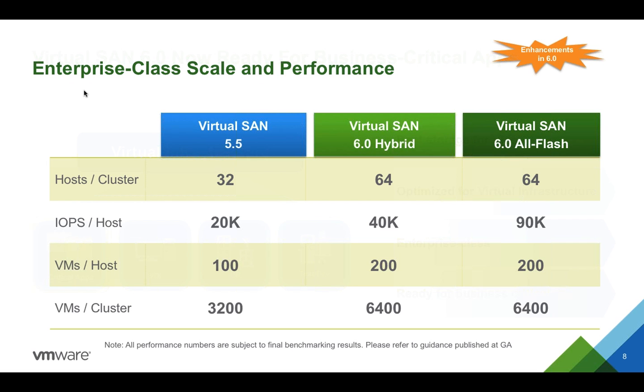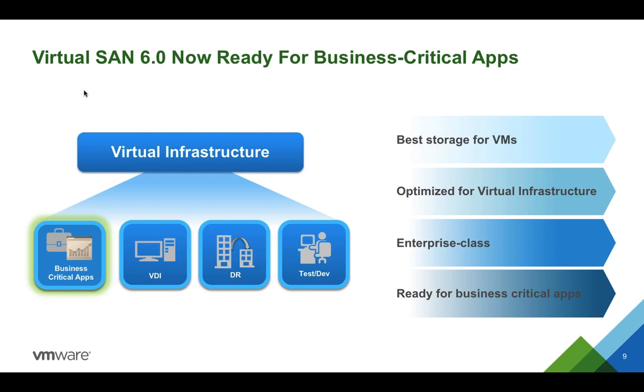64-node support, 40K IOPS for the hybrid, 90K IOPS for the all-flash, and in terms of the VM host consolidation ratio, we now support up to 200 VMs on either of the architectures, and a total number of VMs up to 6,400 VMs per cluster, right? That's in the fully maximized cluster in that case.